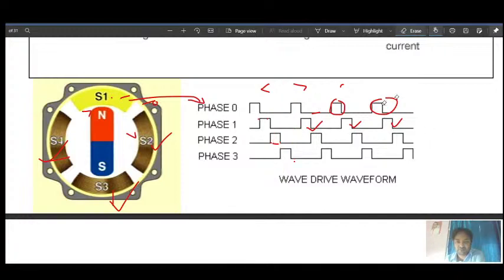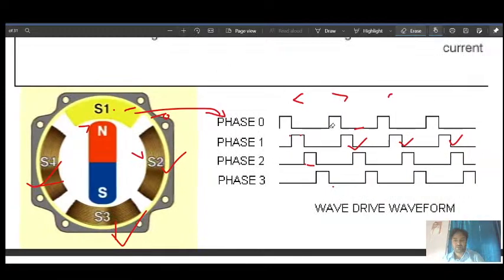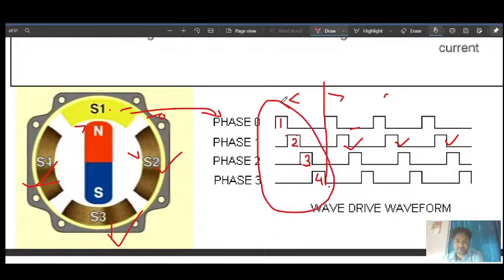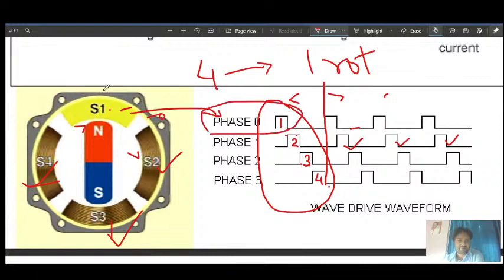So what we have up to here, how many pulses? Let me check. Up to here, one pulse, second pulse, third pulse, and fourth pulse. So here we have 4 pulses, and those 4 pulses cause one rotation, and one pulse causes one step angle, as you can see, 45 degrees.